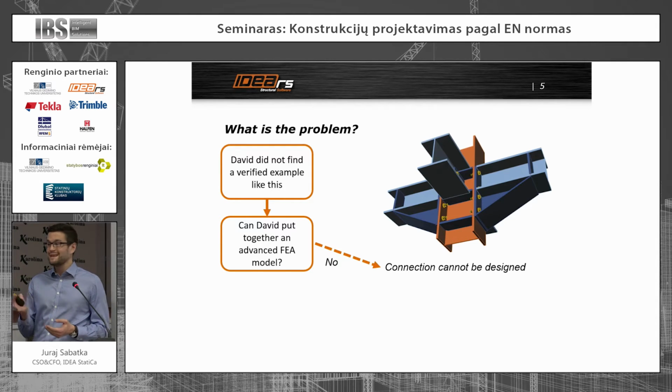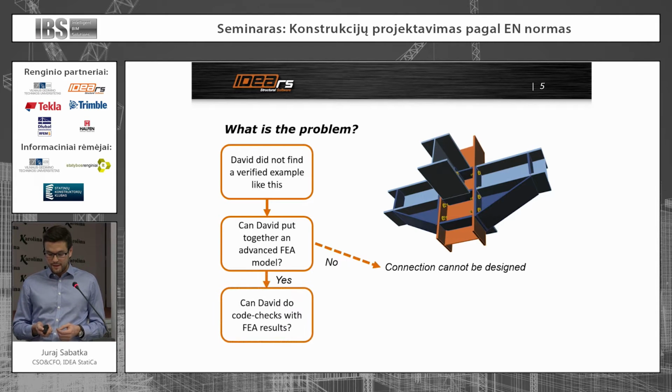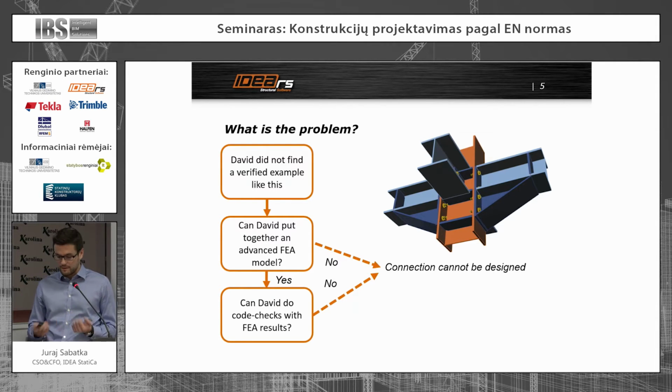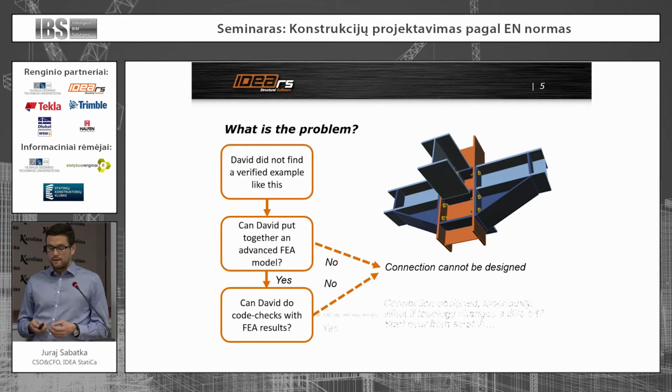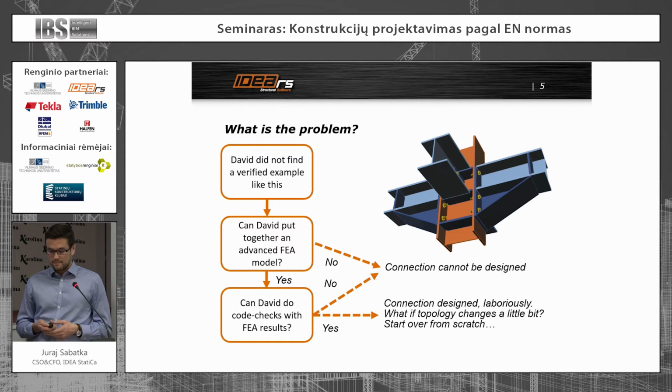If he can put together that advanced finite element analysis model, that just gives you the raw numbers, but doesn't give you the code check. So after that, he needs to manually, using an Excel spreadsheet, code the checks. If he can do that, it's great. If he cannot, again, he has to find another solution. If he does all of this, and he models the connection, and then his boss calls and says, hey, we need to change a little bit the project, and there's going to be one more tube in the connection. He has to start from scratch.